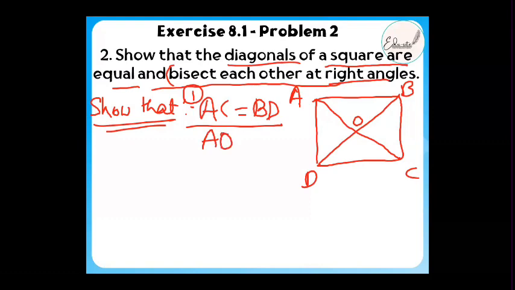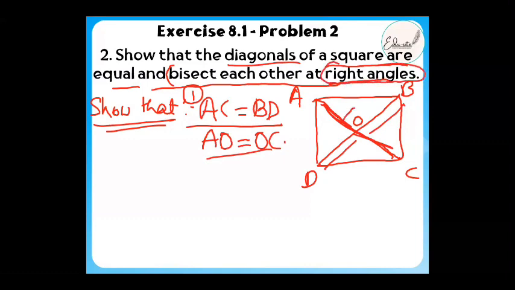AO equals to OC. Show that AO equals to OC, or you can show OD is equal to OB. We can do this. And after that, they have told you to show that they bisect each other at right angles. You have to show angle AOB is equal to 90 degrees or angle AOD is equal to 90 degrees. Anything? We can show AOB is equal to 90 degrees. So you have three things to prove here.